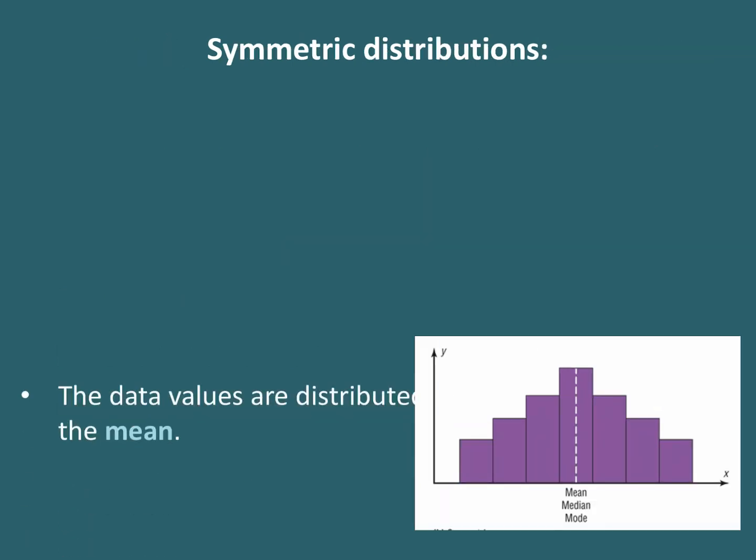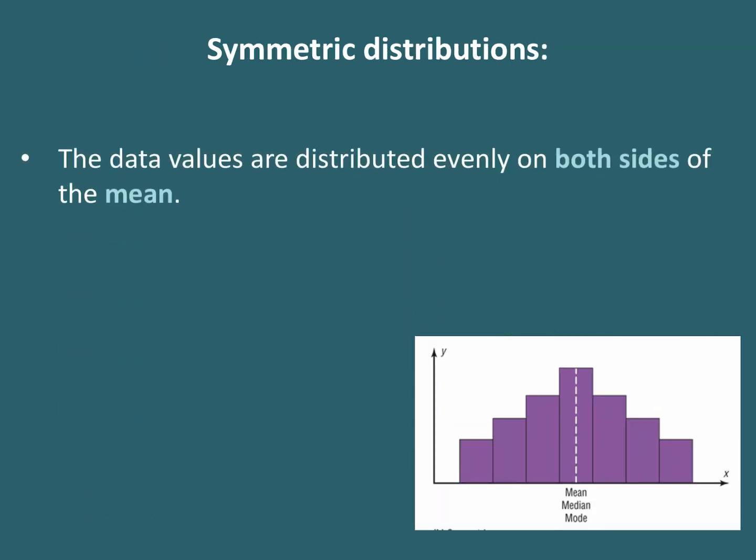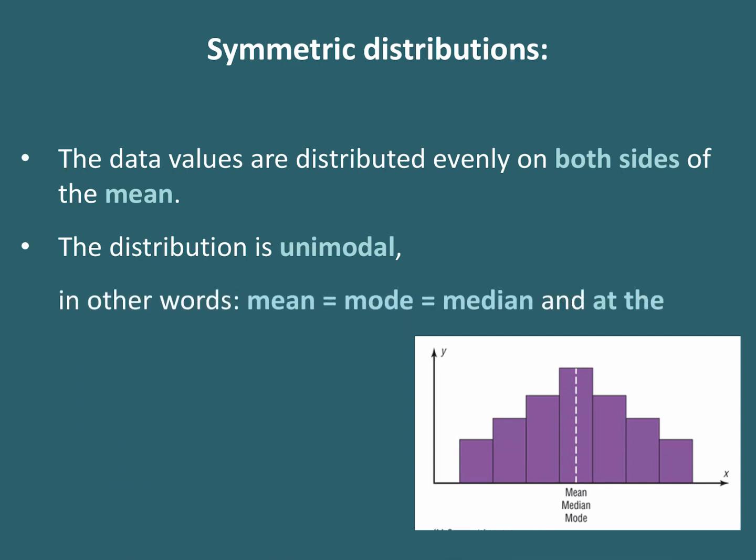Symmetric distributions. The data values are distributed evenly on both sides of the mean. The distribution is unimodal. In other words, the mean equals the mode equals the median. Notice they all line up here. And on top of that, they are at the center of the distribution.